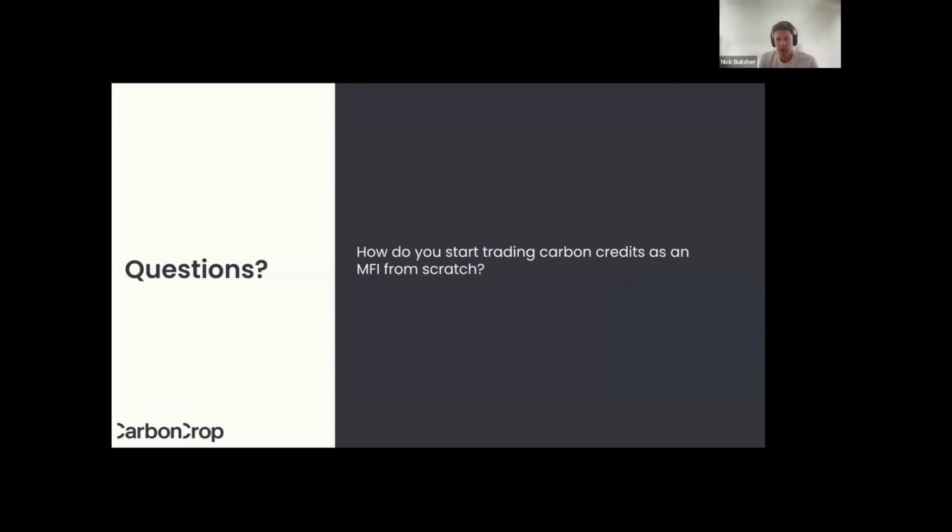How do we start trading carbon credits as an MFI from scratch? This is verbatim. I'm not sure what MFI actually means. If the person who wrote this is on the call, please elaborate.